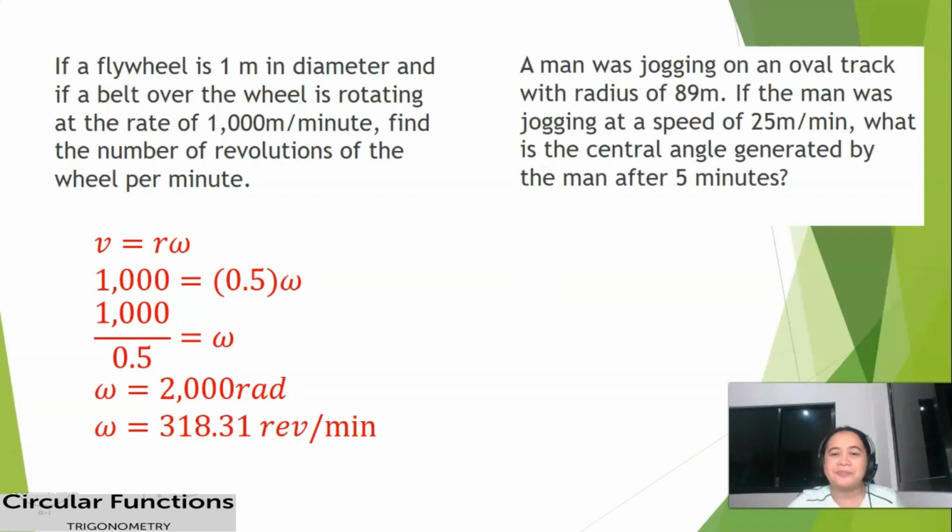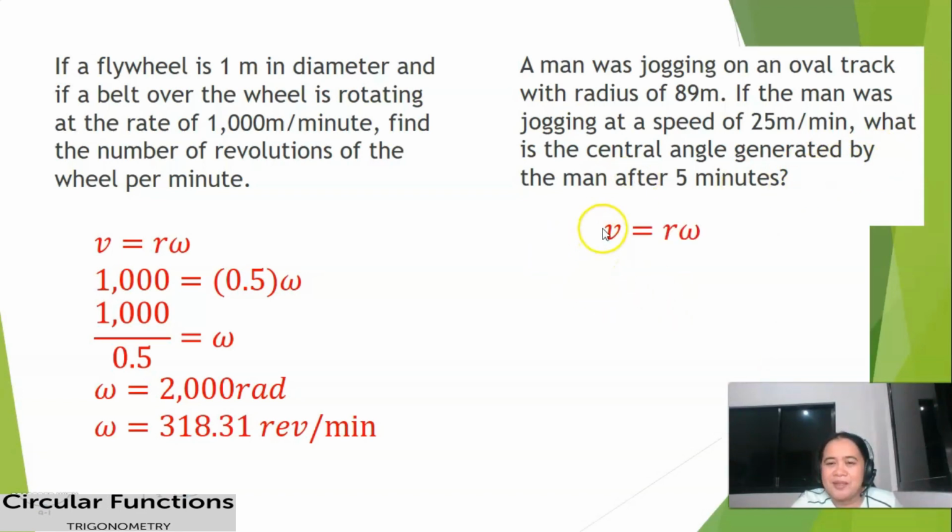Okay, another example. A man was jogging on an oval track with radius of 89 meters. If the man was jogging at the speed of 25 meters per minute, what is the central angle generated by the man after 5 minutes?